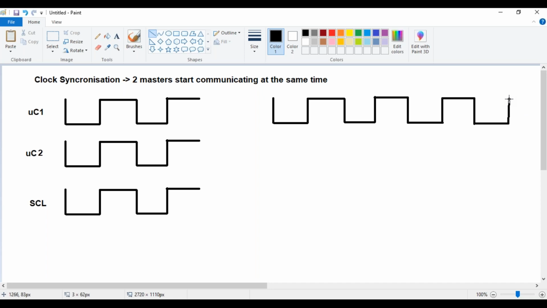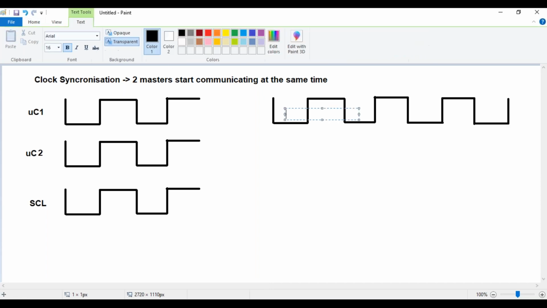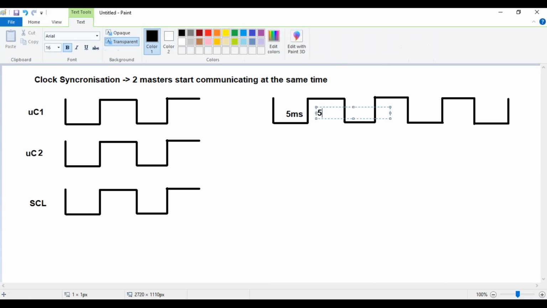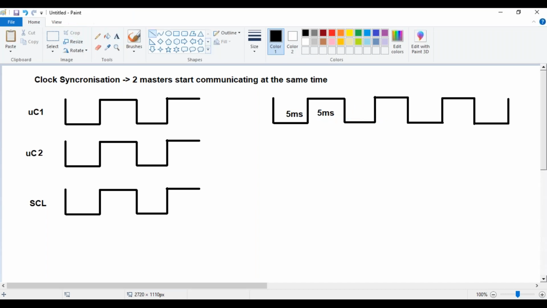Assume the first microcontroller is working with a larger frequency, I mean the higher frequency. So it is taking approximately 5 milliseconds for every pulse. In fact, 10 milliseconds overall. So 5 milliseconds of on period and 5 milliseconds of off period. So assume that is the clock pulse being generated by the first microcontroller.